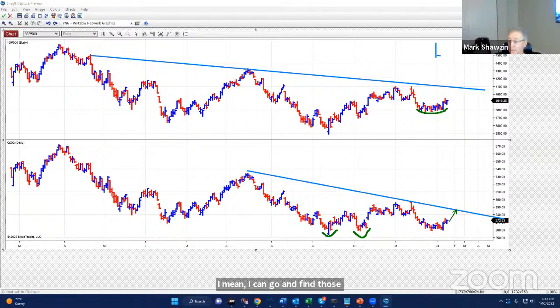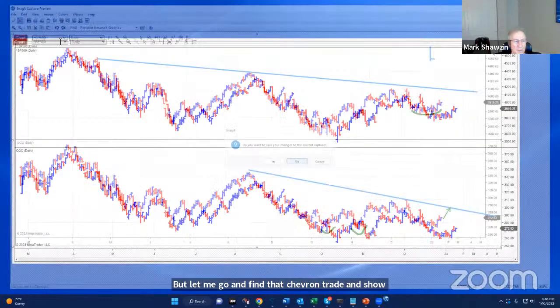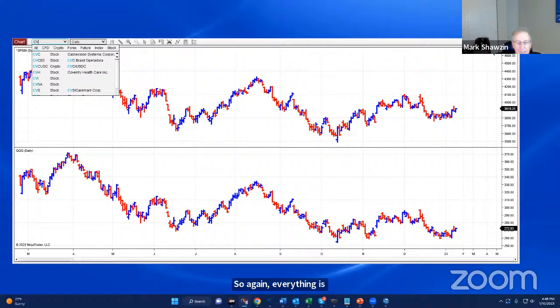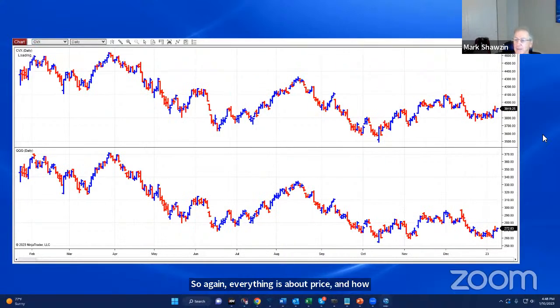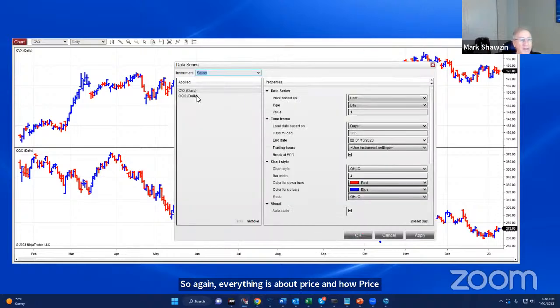And I like to do that because there's so much BS in this business. I'm going to have to log back in and whatever. But let me go and find that Chevron trade and show you what I was looking at. So again, everything is about price and how price behaves in certain areas, and then where the energy comes from.